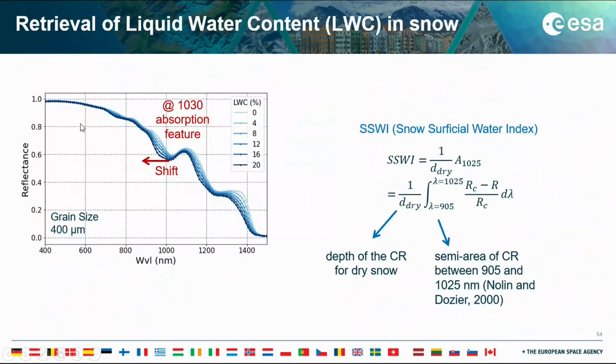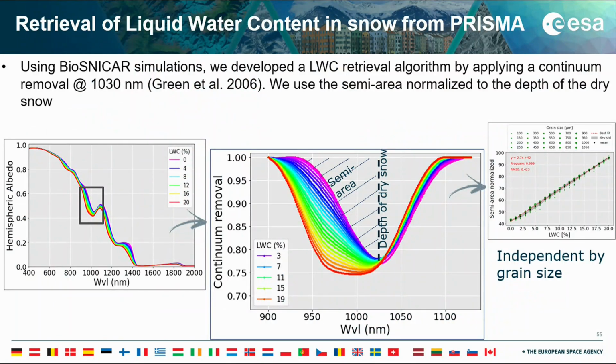Okay, so I was speaking about the difference between the imaginary part of the refractive index of ice and water. So we exploit this shift by building a model to retrieve the liquid water content in snow. These are simulations with SNICAR of snow with 0% liquid water content and 20% liquid water content. And what we see here is that we have a shift of this absorption feature to the left. So we try to understand if this shift is also displayed in the spectroscopy data that we collect in the field, and if PRISMA is able to see this as well.